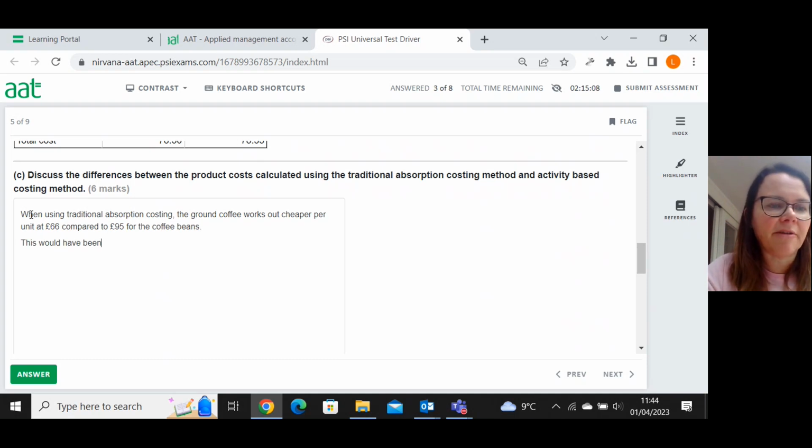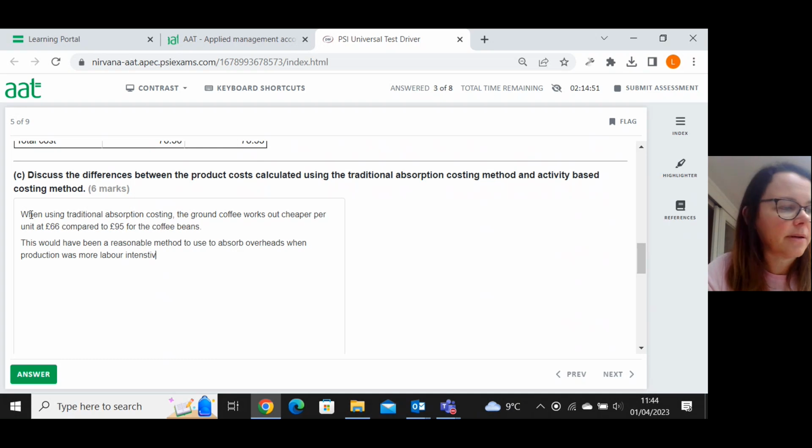I've then gone on to say this would have been a reasonable method to use to absorb overheads when production was more labour intensive, because it assumed, probably correctly, that the longer it took to make a product, the more overhead should be apportioned.